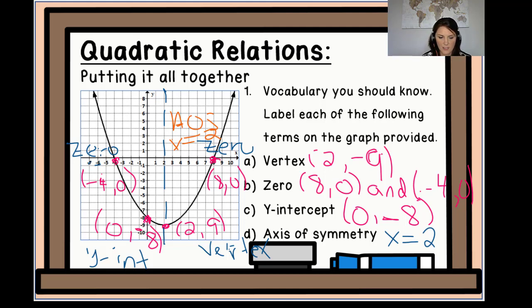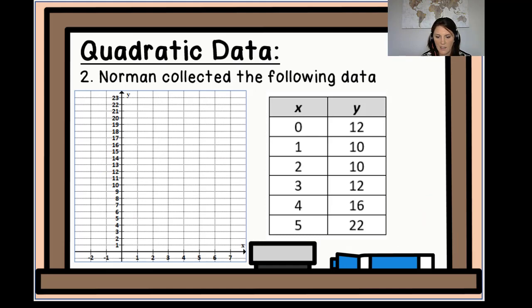Okay, let's take a look at our first example here. So Norman collected some data, and it's shown in the chart. So 0, 12, 1, 10, 2, 10, 3, 12, 4, 16, and 5, 22. So the first thing that we're going to do is we're going to plot those coordinates right on the graph. So go ahead and take a minute and please do that.